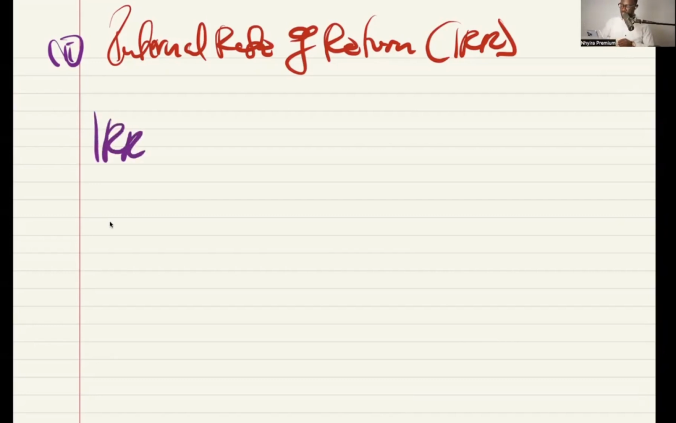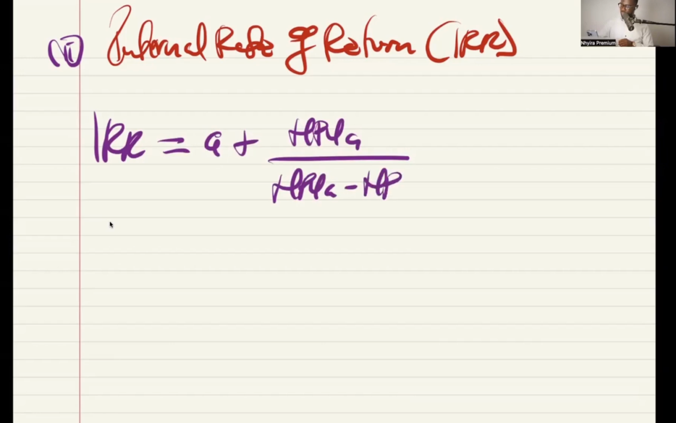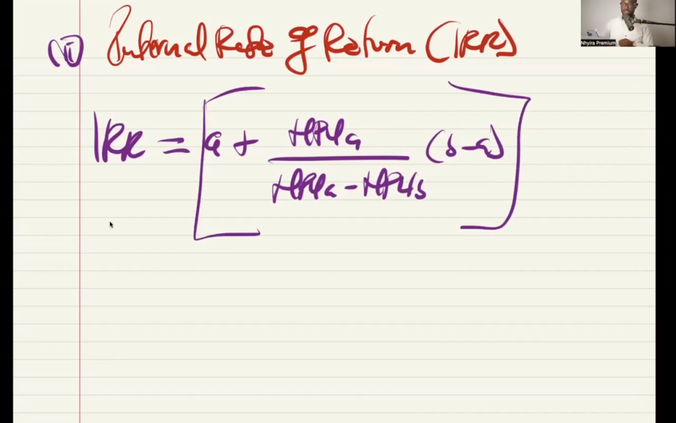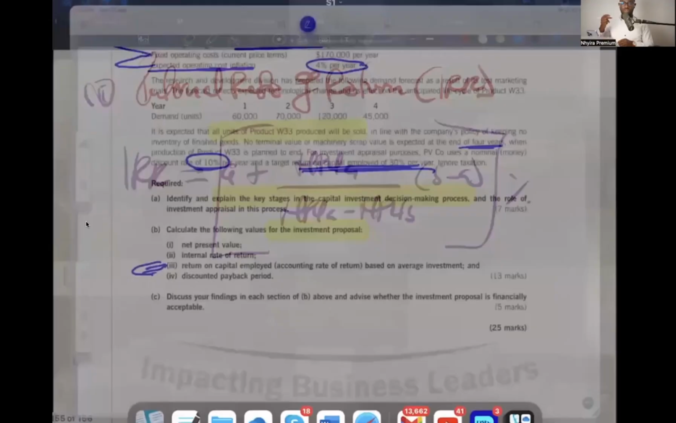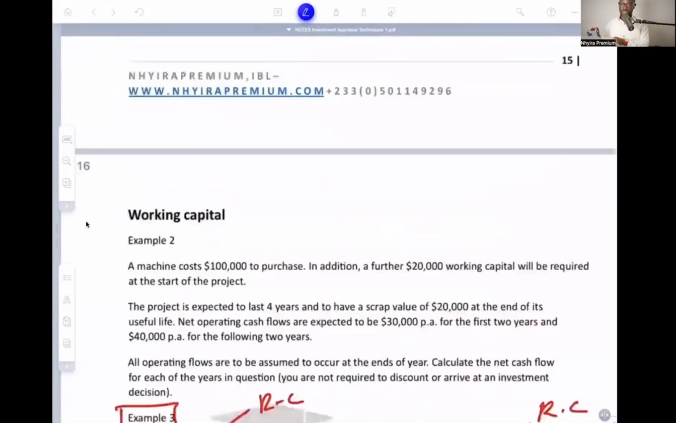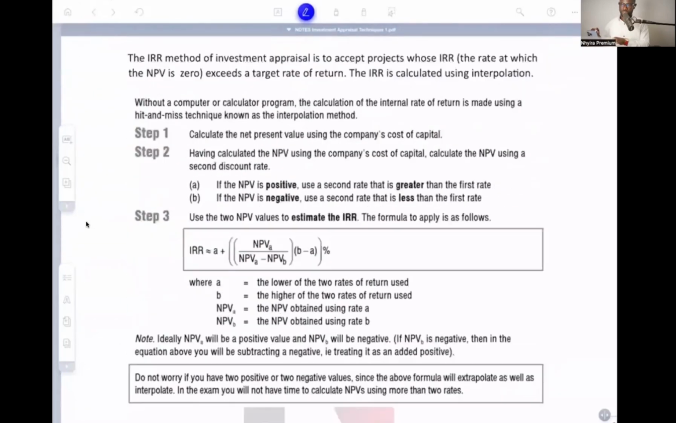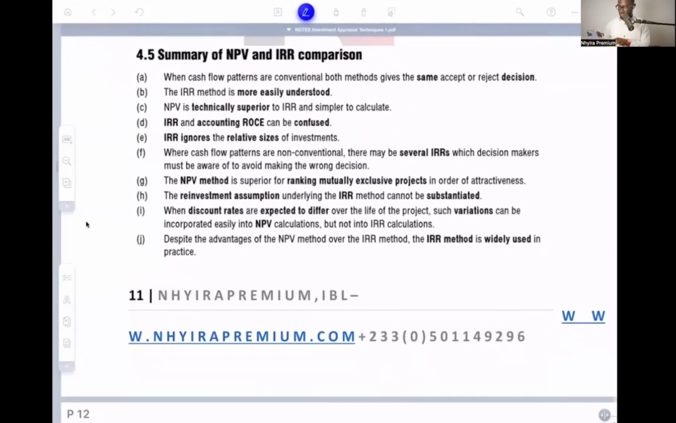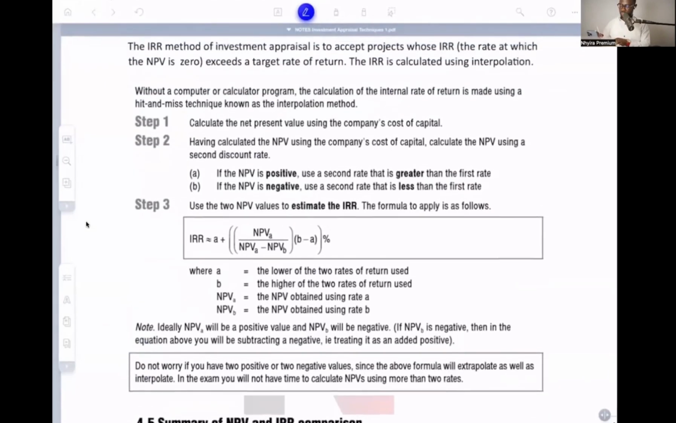Now the formula for the internal rate of return is A plus NPV A over NPV A minus NPV B, times B minus A, percent. So let me explain some principles to you quickly in the slide. This is directly here, so I will just explain it to you, then we come to the question. So come to the slide on page 11 of the NPV document.